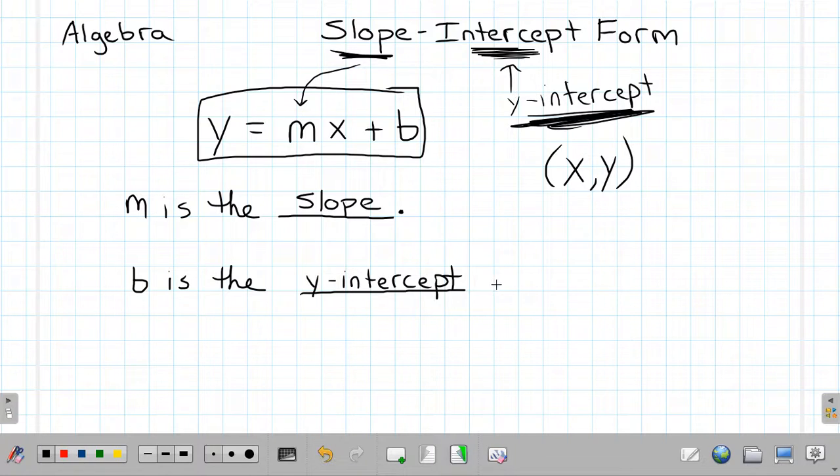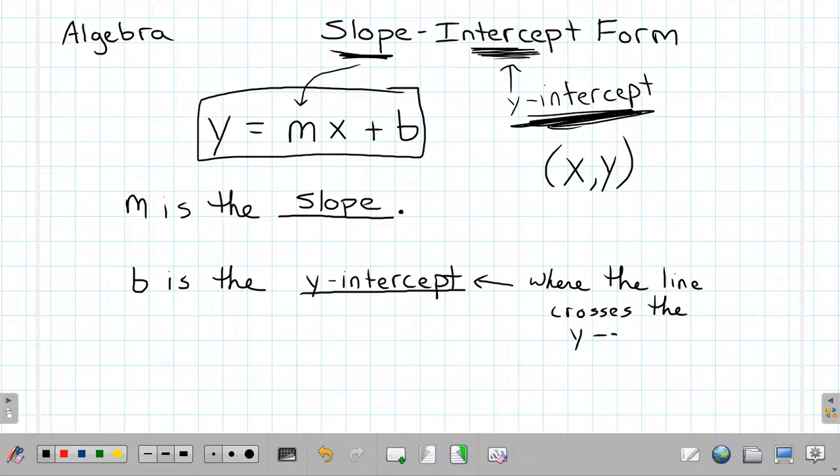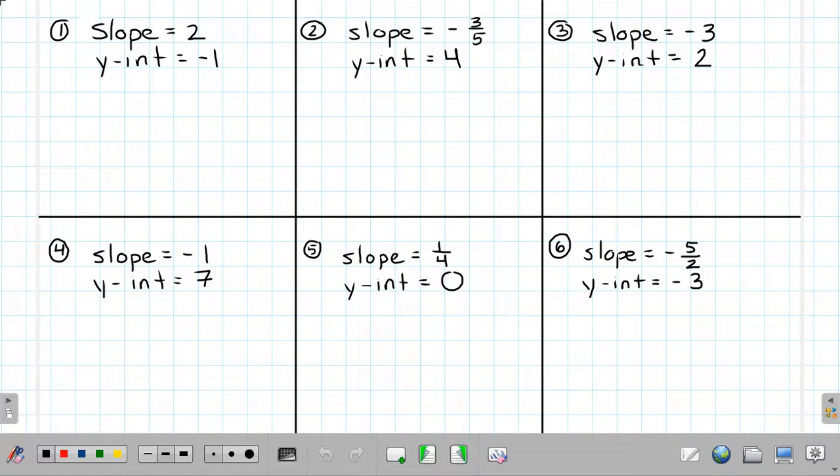So once again, the y-intercept is where the line crosses the y-axis. So just to refresh you there on what an intercept is, okay? So if you know those two things, you can write the equation. And that's exactly what we look at when we get into the first few examples here.